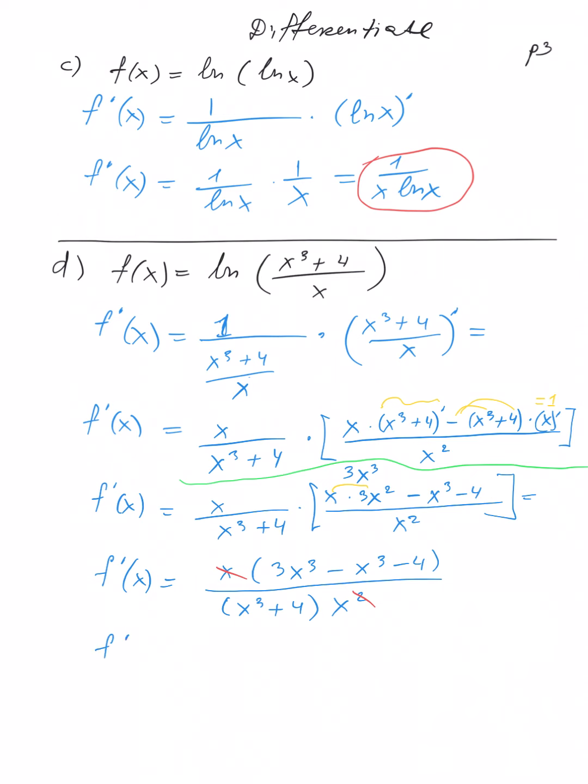Okay, f prime of x is equal to, I can combine these. I get 2x. Okay, so I get 2x cubed minus 4, and the denominator is just x cubed plus 4 times x, and there's nothing else you can do. That's our final answer.